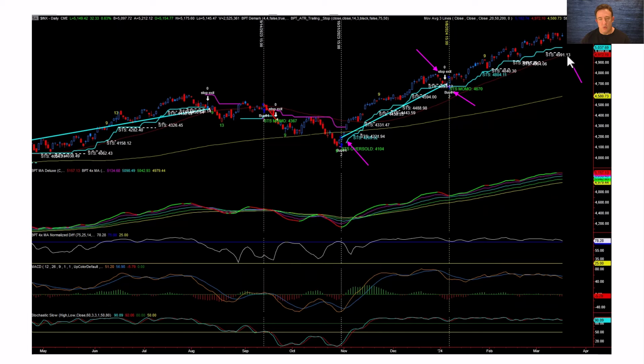Now, which version of the KISS system of the S&P 500 has better stats? This one or the one above? The one above has better stats than this one. But that doesn't mean every trade is going to be better. This one has a tighter stop in case you wanted a tighter stop. So I wanted to make sure you had both here.